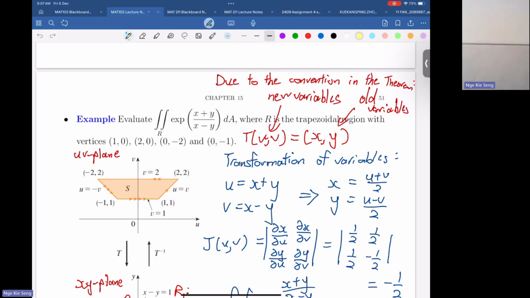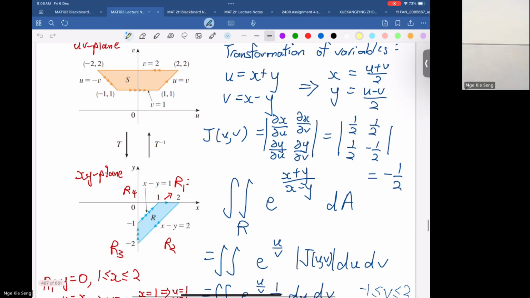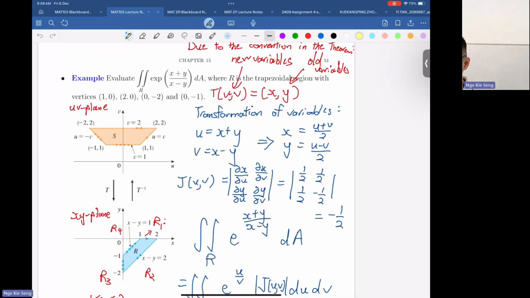So what's the integration domain here? This integration domain is this trapezoidal region here, so bounded by four axes, 1, 0, 2, 0, 0, -2, 0, -1. So what's the diagram here? Actually, this diagram is the diagram below here. Okay, that makes sense? All right.